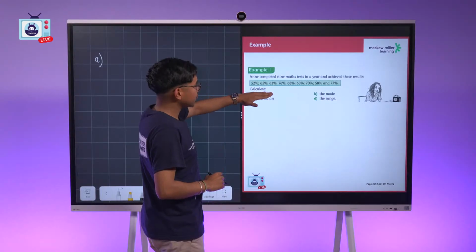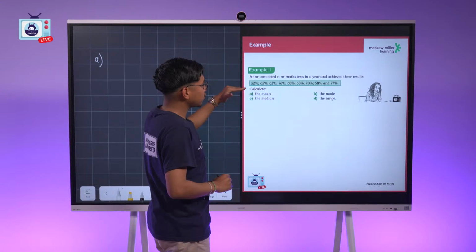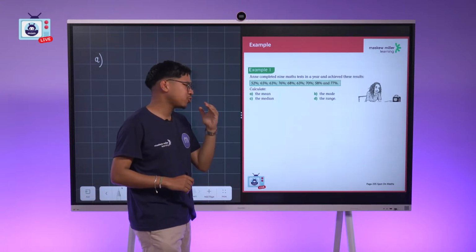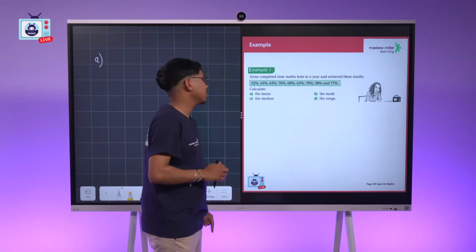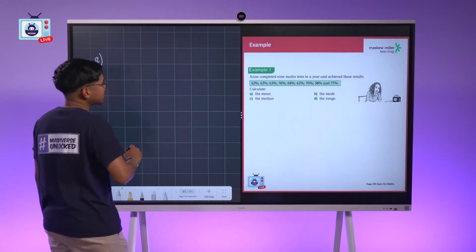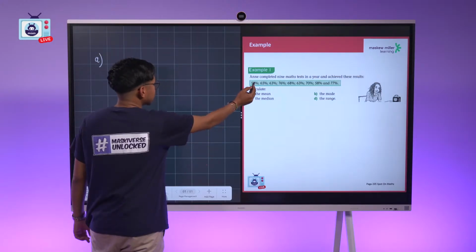Now please note, for the mean, I don't have to order my data. I don't have to put it in ascending order. That applies to the median and to the range. So for now, let me add all the numbers and divide it by how many numbers there are. So I'm going to start with 52.